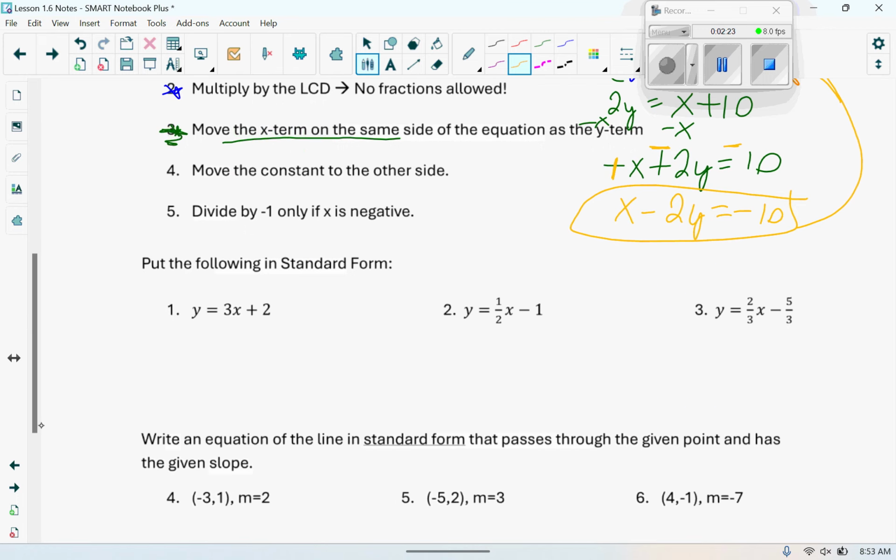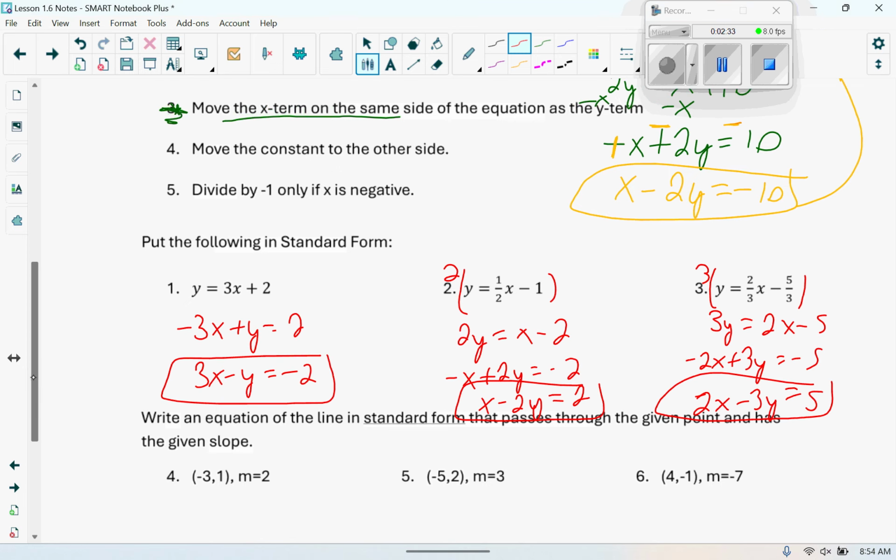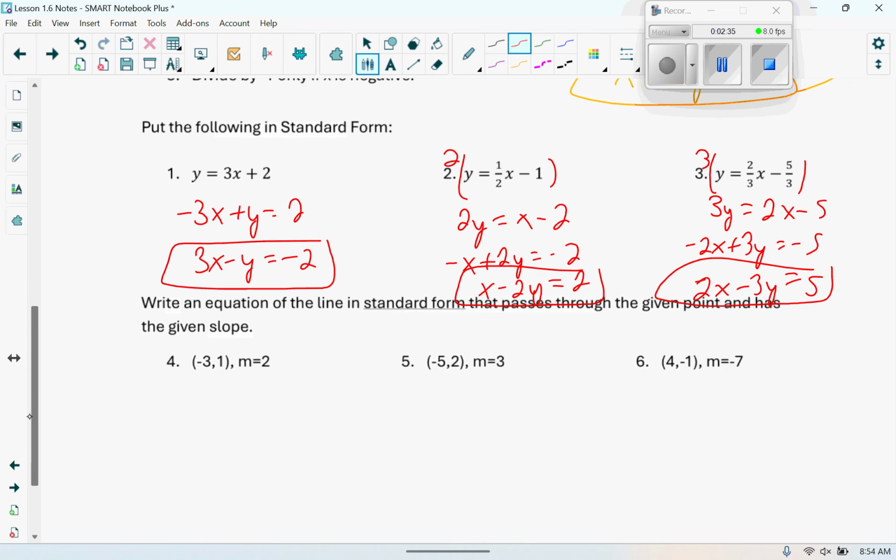Okay, so we're going to practice putting these into standard form. Go ahead and do that and see if you can do it on your own. I've shown my work here. Go ahead and check if you have what I have, and if you don't, look at my steps and make sure that you got the same thing.